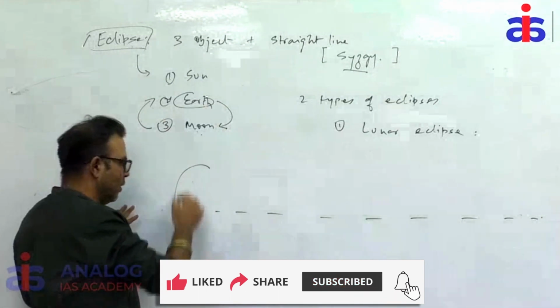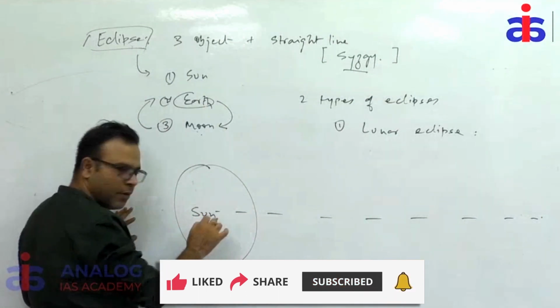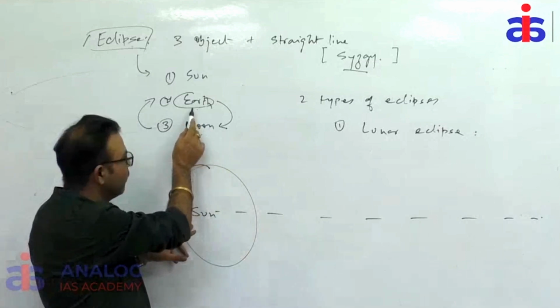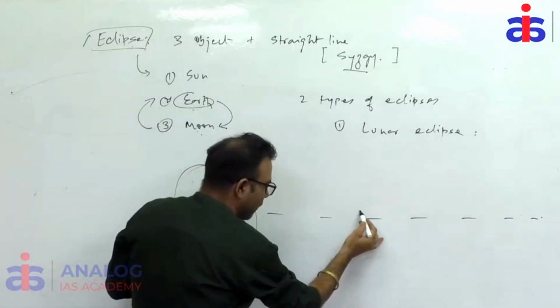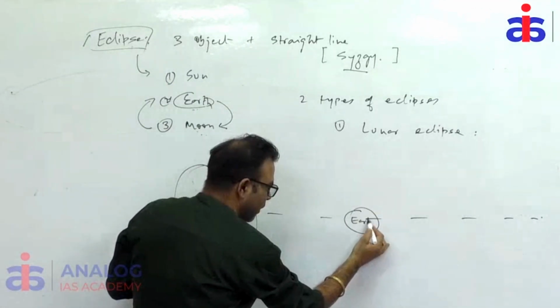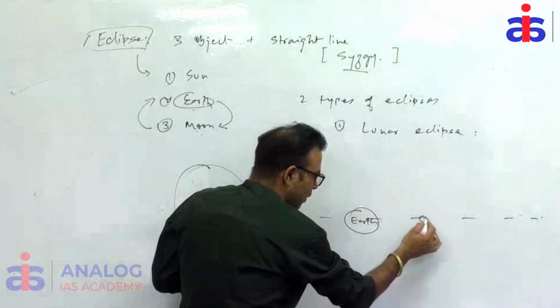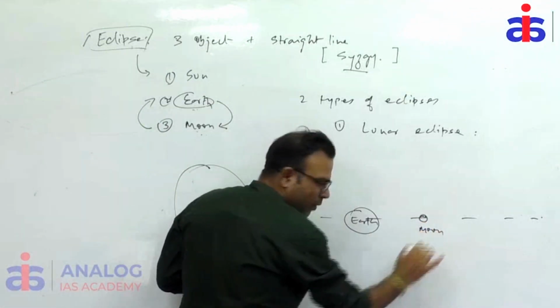First object is what? Sun. So whose shadow should be falling onto the moon? Come on. Earth. So that Earth should be in between. Earth should be in between. Then next part is what? Moon. They have to be in a straight line.